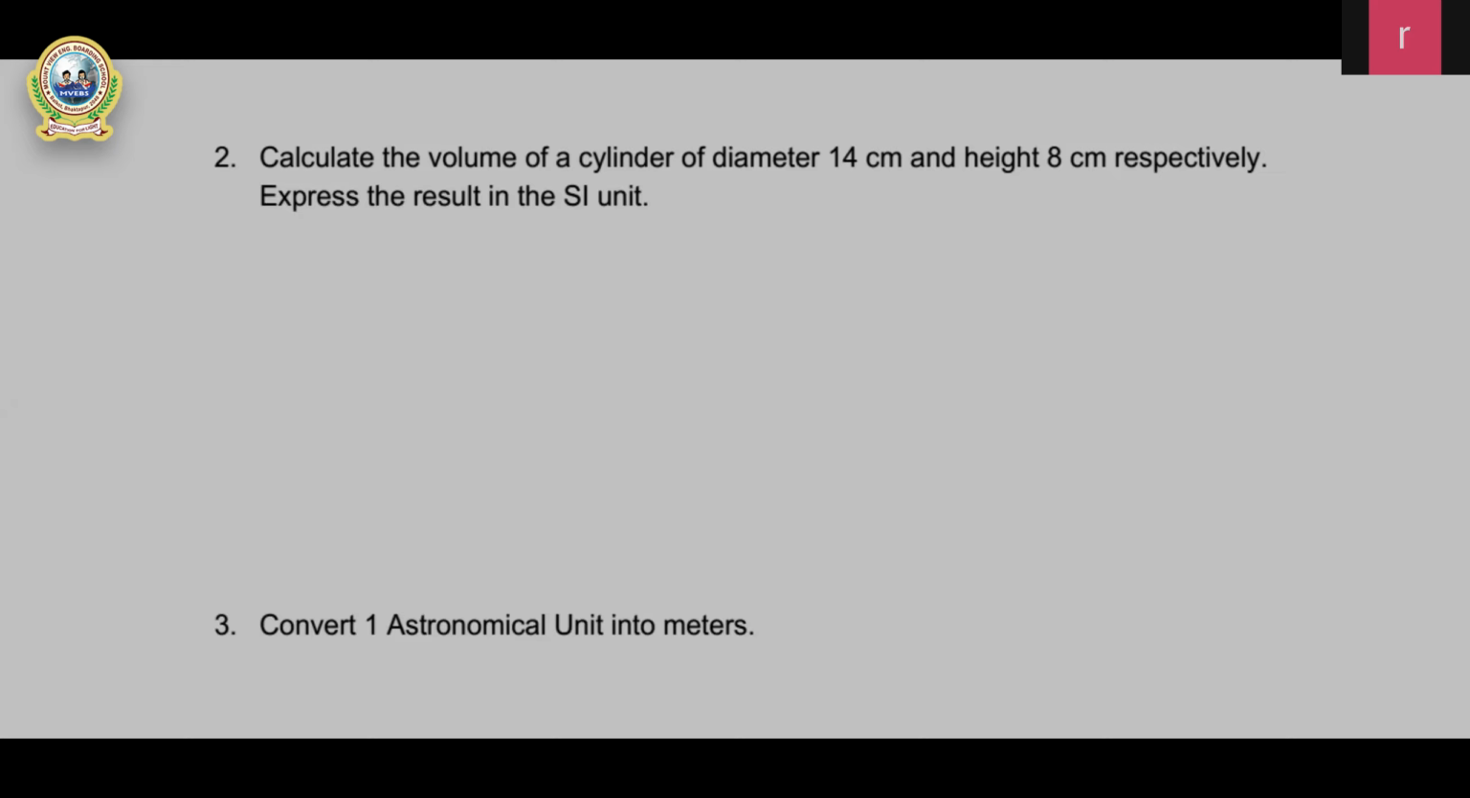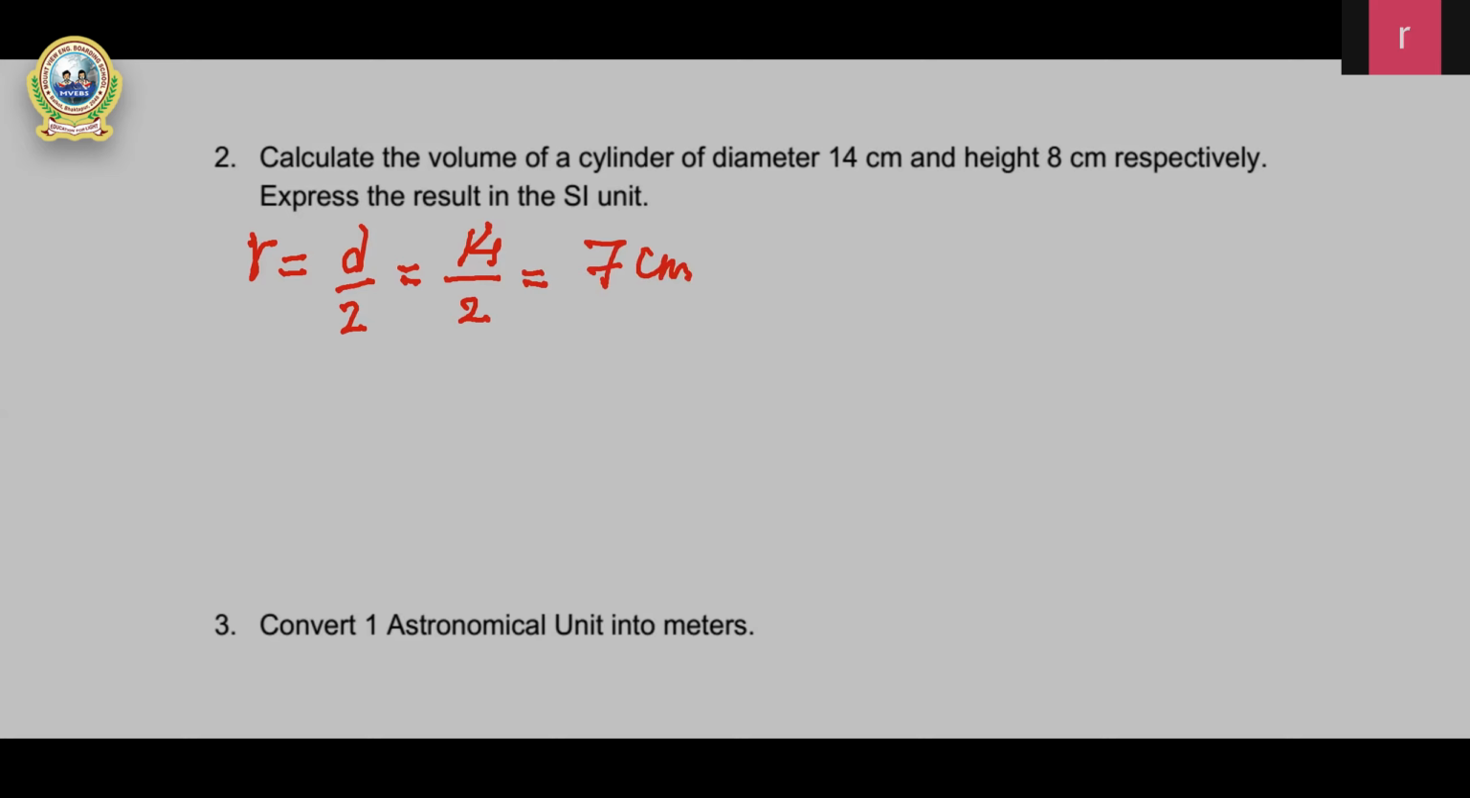the diameter and radius is very simple. If r is for radius, the radius is always half of diameter, d by 2. Let's first convert that diameter into radius. How much diameter is given? 14 centimeter. So 14 by 2 means how much radius? It is 7 centimeter.